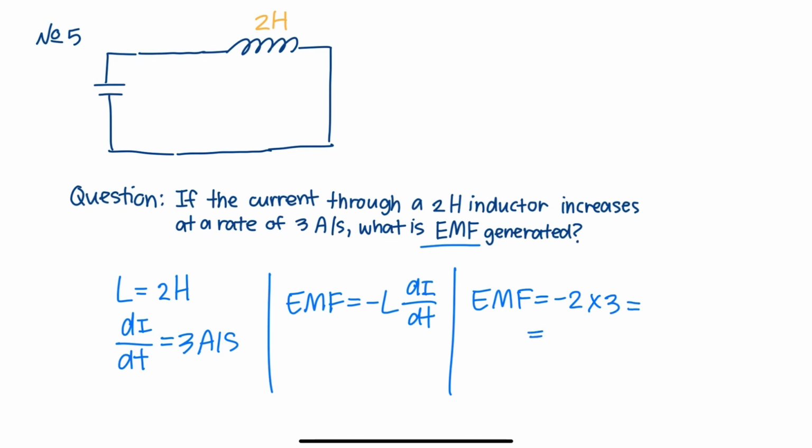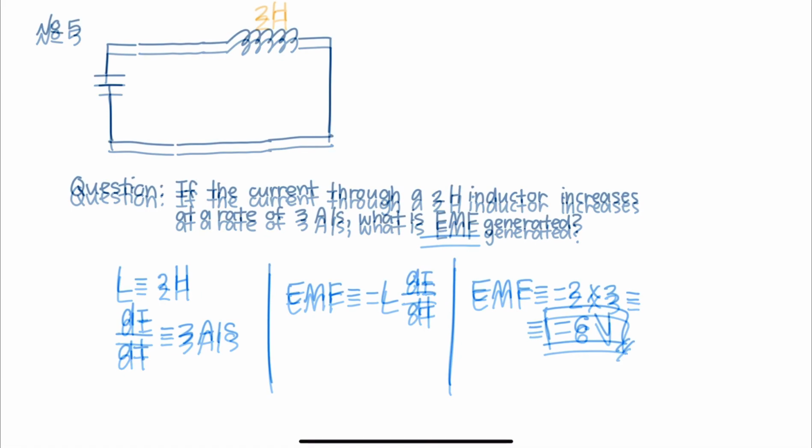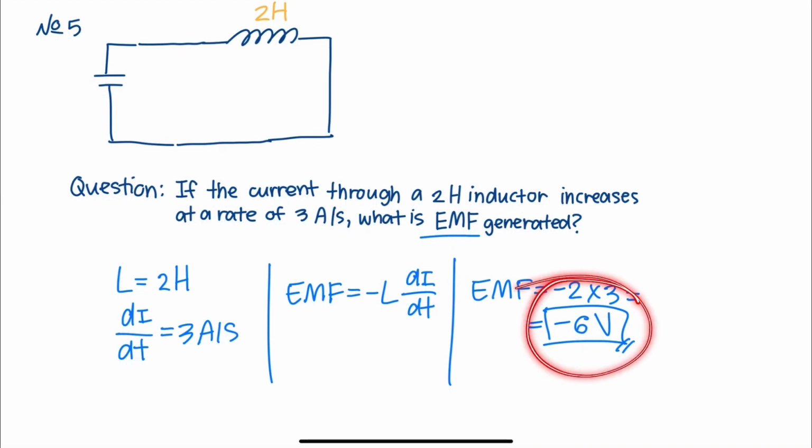Then we're going to get electromotive force, measured in volts, which is going to be our final answer. The reason why we got a negative number is because electromotive force opposes the change in the current, according to Lenz's law, which totally makes sense.